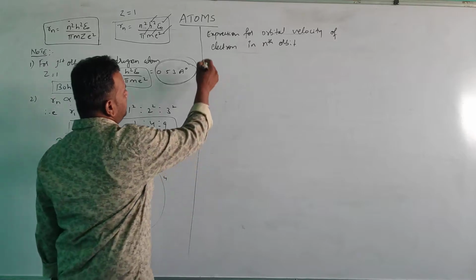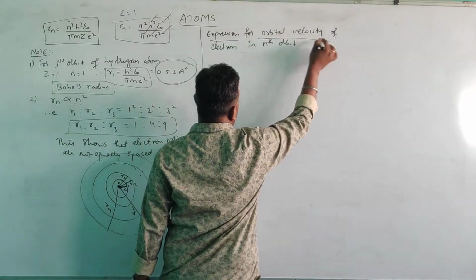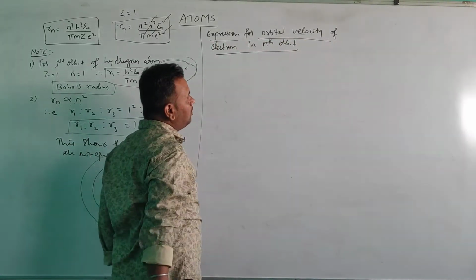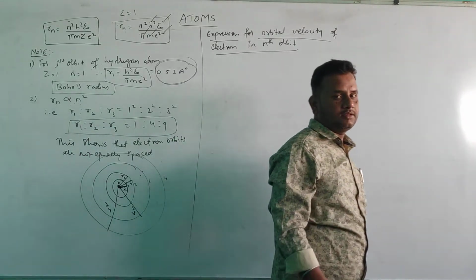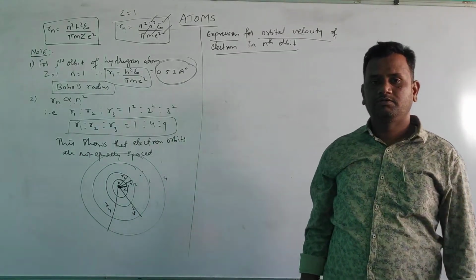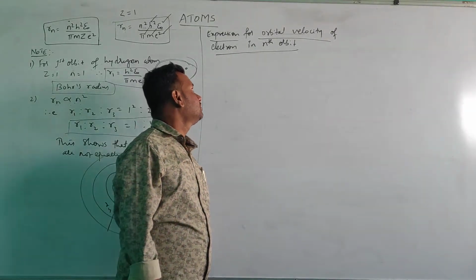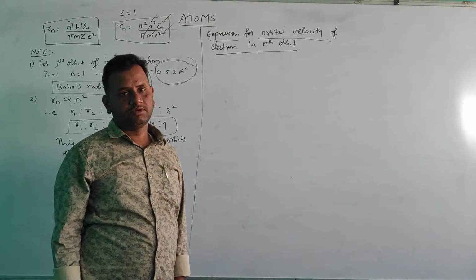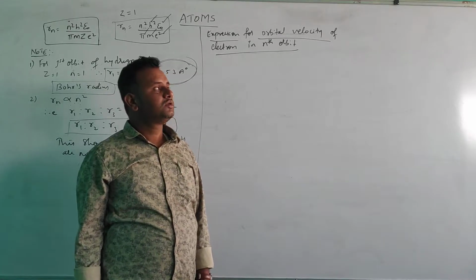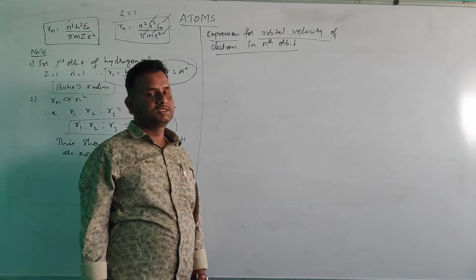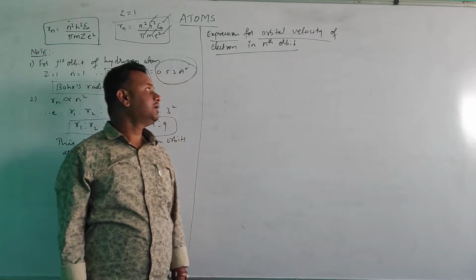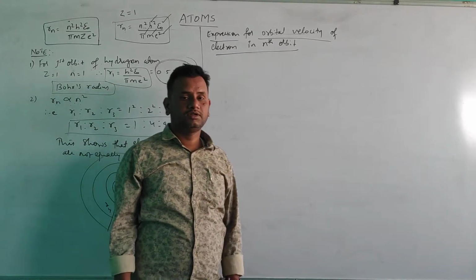So next we are going to derive an expression for the orbital velocity of the electron in the nth orbit. In the nth orbit, what will be the orbital velocity of the electron? That is what we are going to derive. As in the last class, we derived an expression for the radius of the electron in the nth orbit.